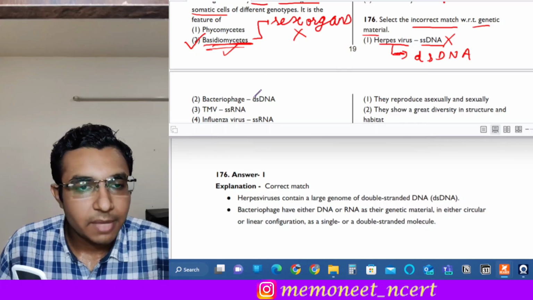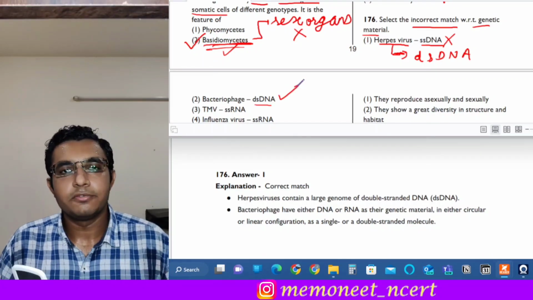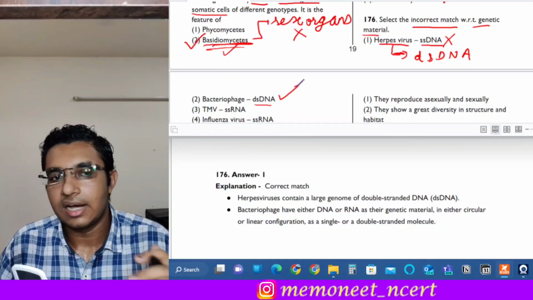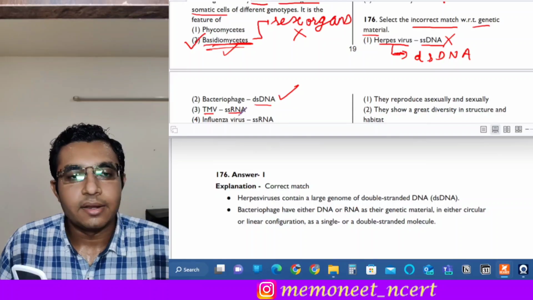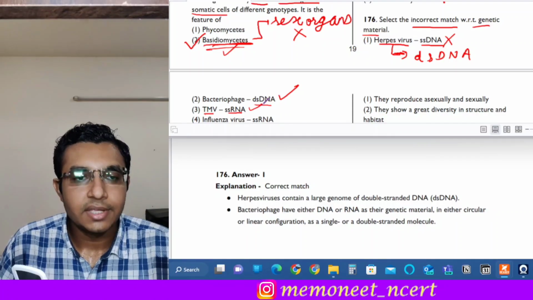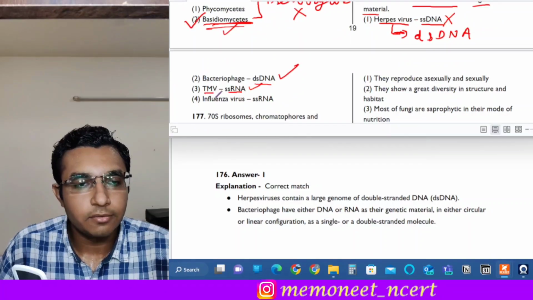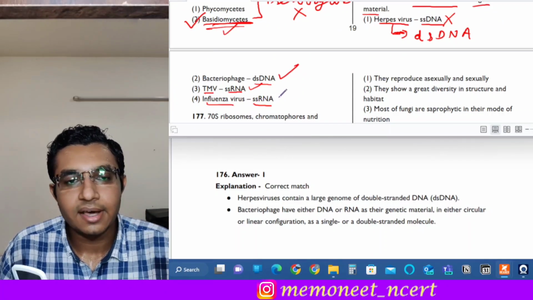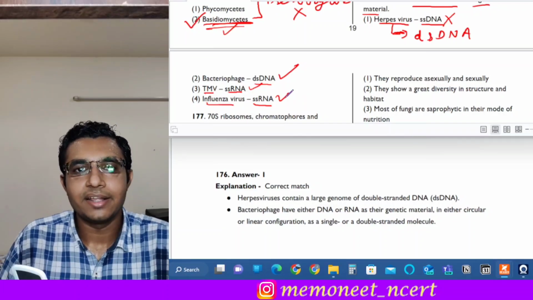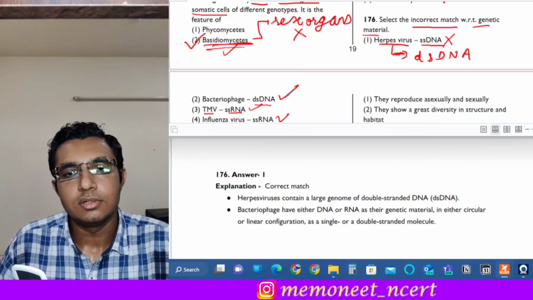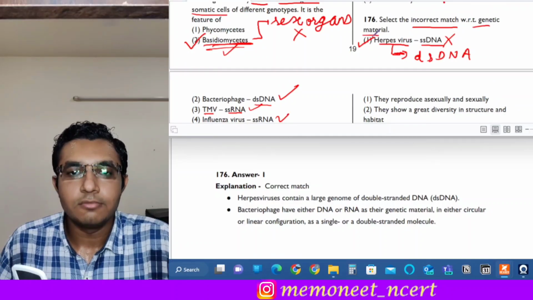The second is bacteriophage has double stranded DNA. This is correct because bacteriophage can have either DNA or RNA. Third is the tobacco mosaic virus has single stranded RNA. So this is also correct. The fourth is influenza virus has also single stranded RNA. So this is also correct. We have to identify the incorrect match, so the correct answer to this question is option 1.